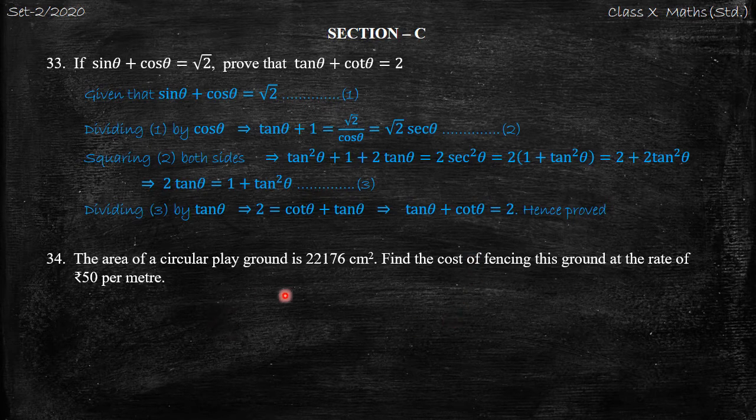Okay, next question is on area, perimeter. The area of the circle is given. Find the cost of fencing this ground at the rate of. So from area is given, you can find the radius, and from the radius you can find the perimeter or circumference and the cost of fencing.